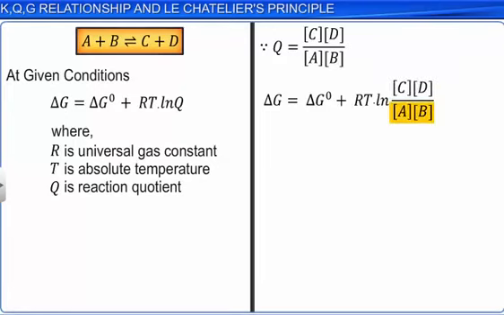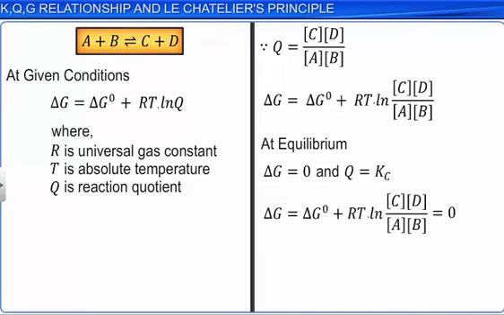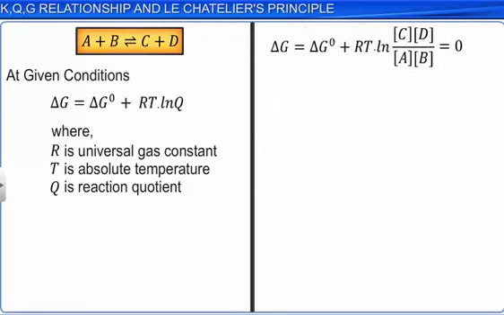At equilibrium, when delta G is equal to 0 and Q is equal to equilibrium constant Kc, the equation becomes delta G is equal to delta G naught plus RT ln Kc is equal to 0. This can be written as delta G naught is equal to minus RT ln Kc, or ln Kc is equal to minus delta G naught divided by RT.